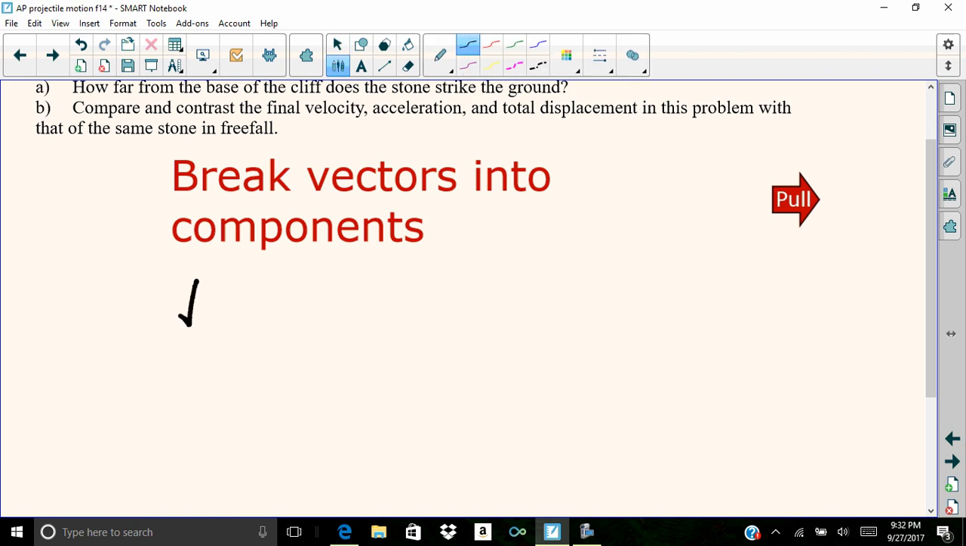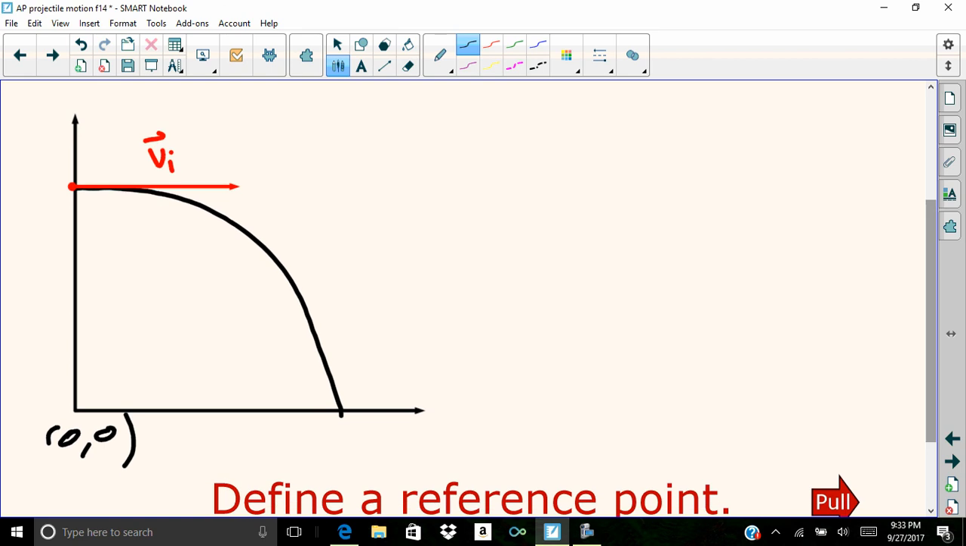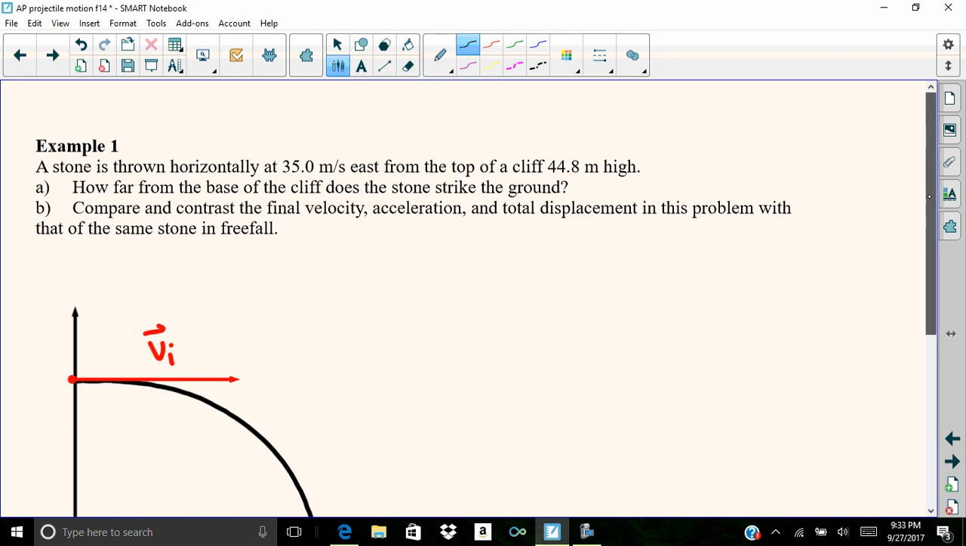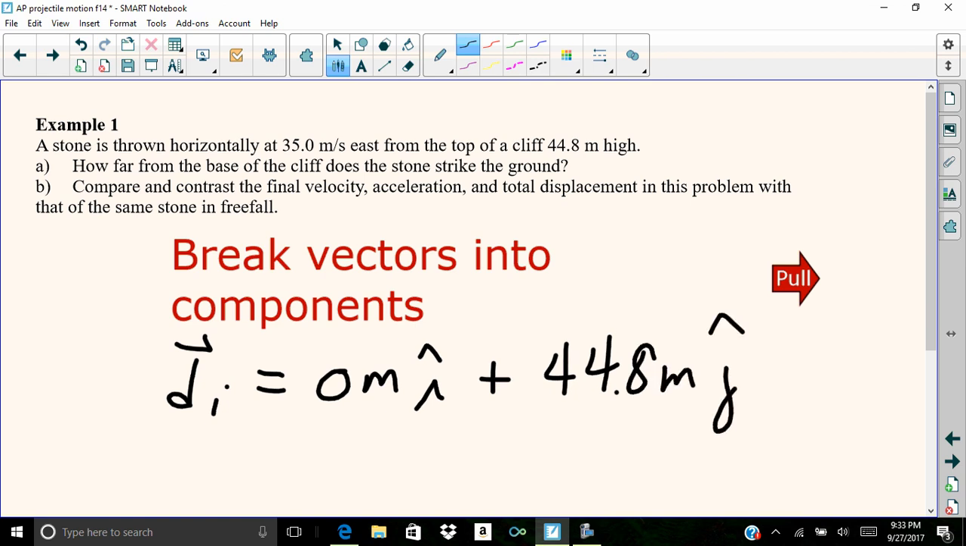My initial position, and I'm going to use D for my initial position. If you look at my picture here, my initial position is at 0 in the X direction, but it's at a height of 44.8 meters in the Y direction. Okay, so I have two different directions here. So I'm going to have 0 meters i hat plus 44.8 meters j hat. Okay, notice how I have i hat plus j hat.